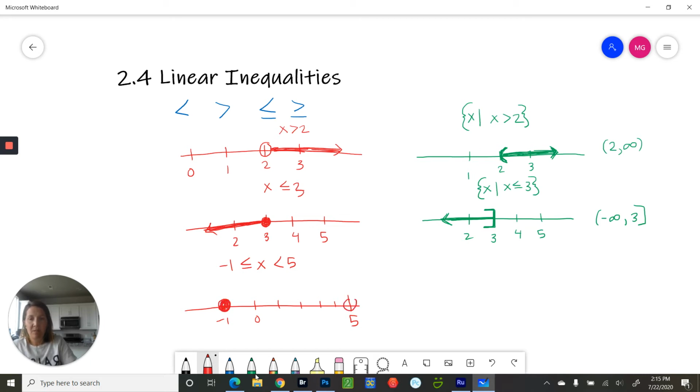And this one is not included. And x is in between those two numbers because it's greater than -1, but it also has to be less than 5. Okay, so you kind of draw it in like that. Okay, so now let's write it in this notation.